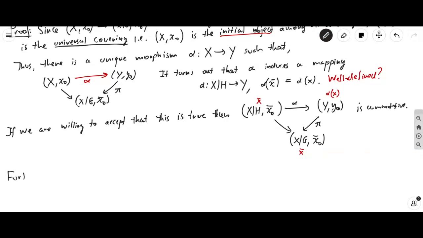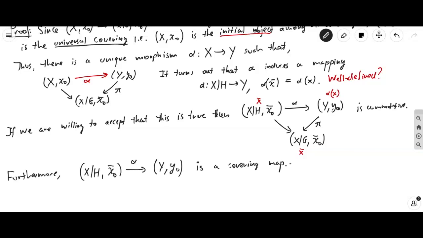And then we can add, furthermore, that this mapping alpha from this quotient to this space is a covering map. We've seen this before, and you had a problem like this on your homework. It basically has to do with the fact that this arrow is a covering map and this arrow is a covering map, and then you can work through this and show that this one has to be a covering map. It's not particularly difficult, but you actually have a covering. So this is a covering of Y.